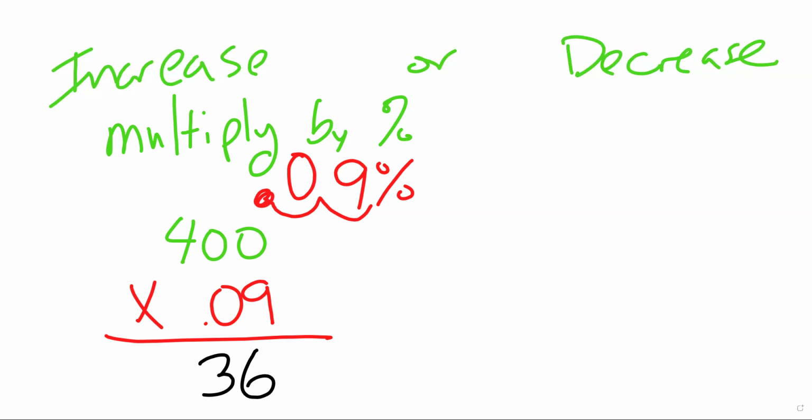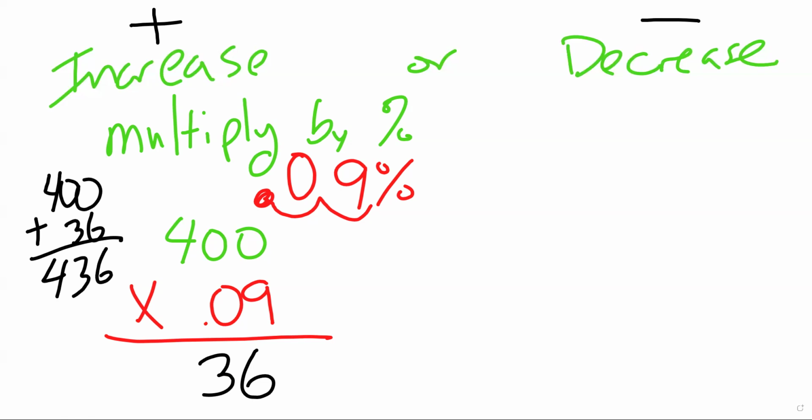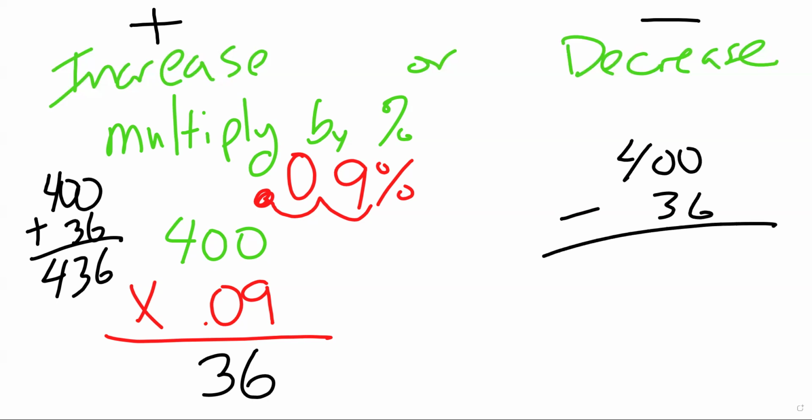Now, if we're increasing, of course, we're going to add. If decreasing, we're going to subtract. Okay. So 400 plus 36 would be 436, or 400 minus 36 is 364. Check my math on that for me, please. Yes, it is. Okay, perfect.